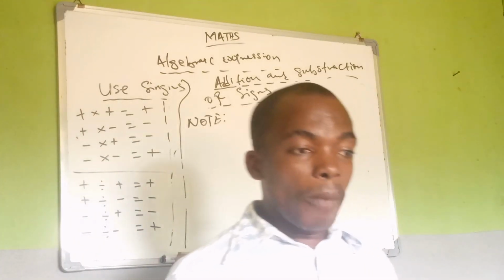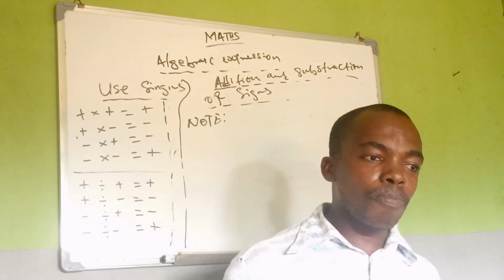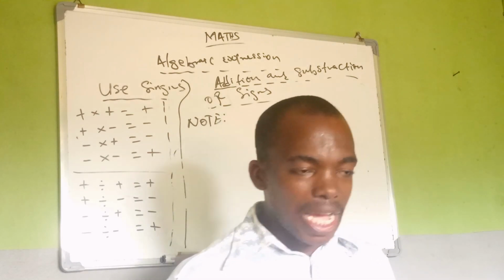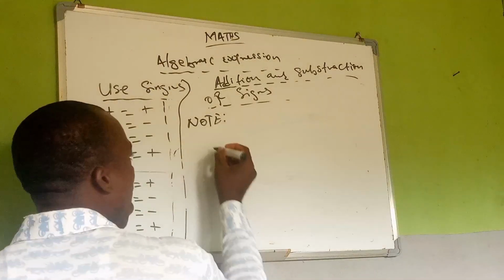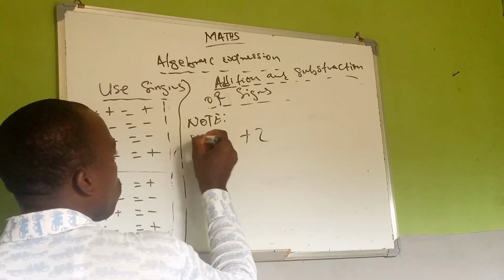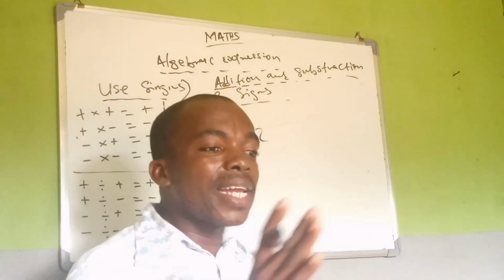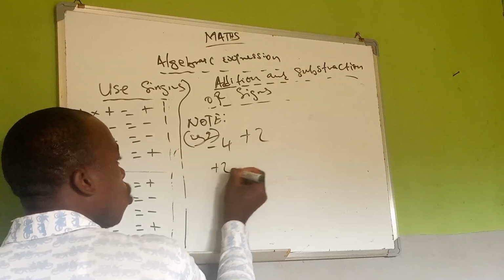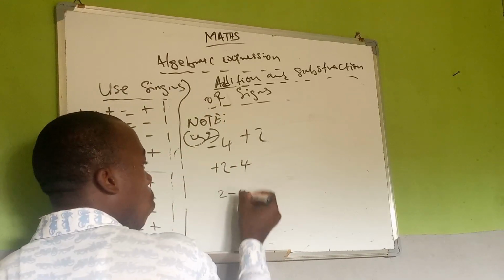Whenever you are given two numbers where one has plus and the other has minus, rearrange. Bring the one with plus to the front and take the one with minus to the back. Do you understand? For example, if I have minus 4 plus 2, what I want to do now is rearrange. Bring plus 2 to the front, take minus 4 to the back. I now make it plus 2 minus 4. Do you understand? Plus 2 minus 4, which you will understand is the same as 2 minus 4.